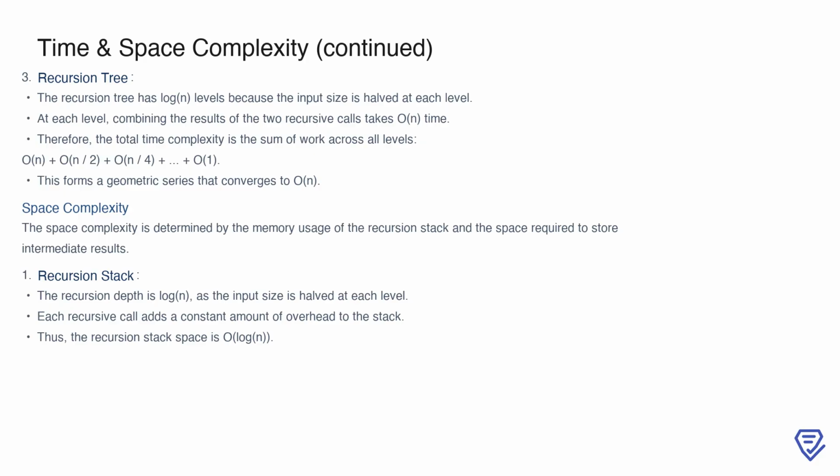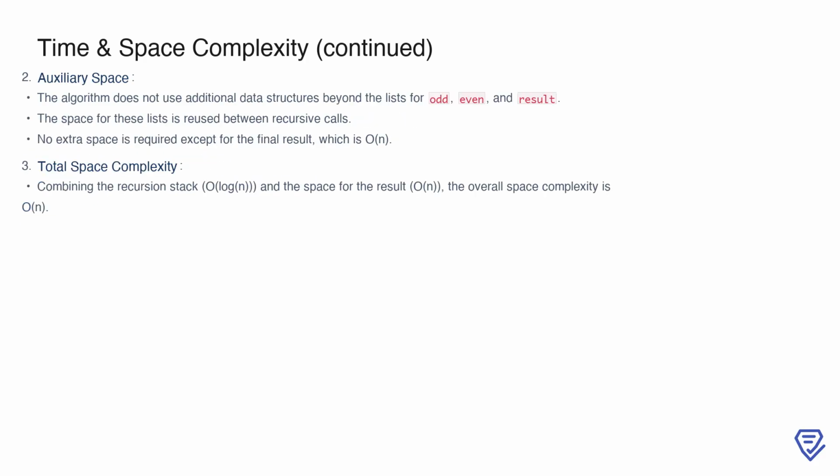For space complexity, the memory usage is influenced by both the recursion stack and the intermediate results. The recursion depth corresponds to the number of levels in the recursion tree, which is log n, so the recursion stack requires O(log n) space. In addition to the recursion stack, the algorithm uses some auxiliary space for the intermediate lists, odd, even, and the final result. However, since these lists are reused between recursive calls, there's no permanent additional space allocation during the process.